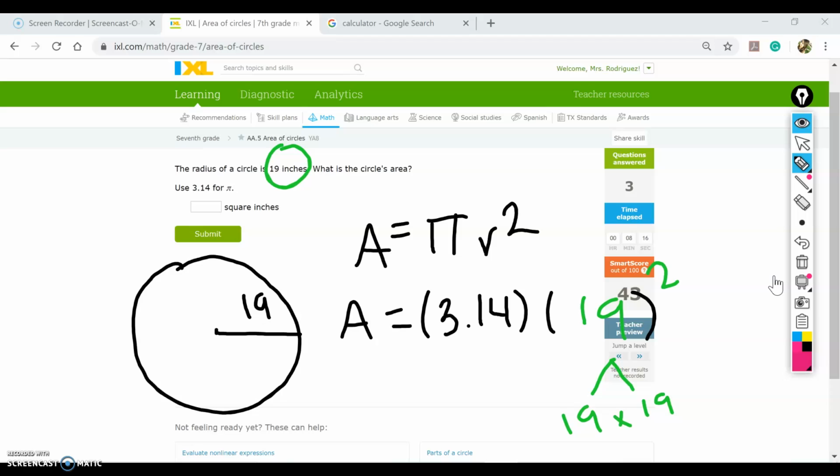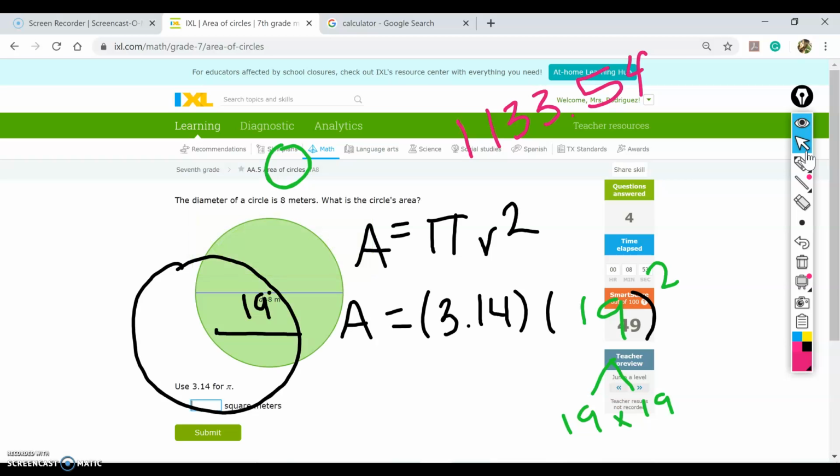So I would do 19 times 19, that's 361. And then times 3.14, I got 1,133.54. Because I don't want to get it wrong, let me just check it one more time. 19 times 19 and then times 3.14, and I got the same thing. So let's see if that's correct. 1,133.54. And I got it correct.